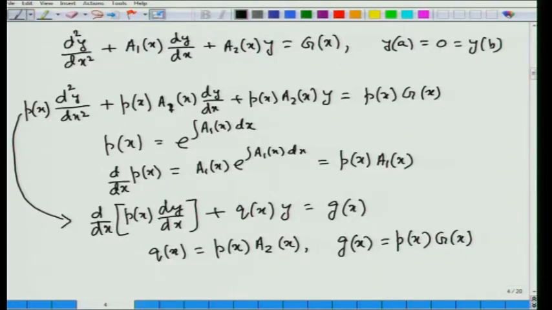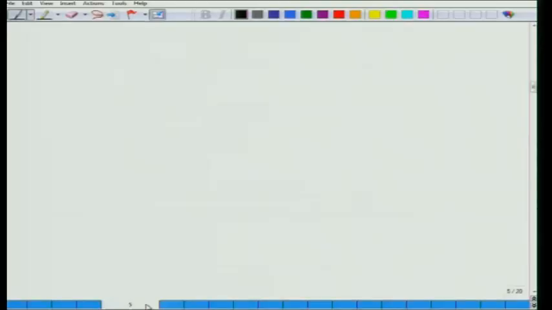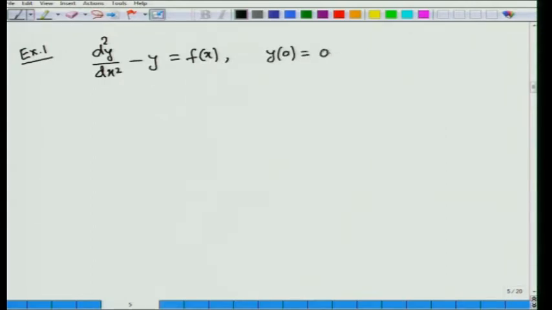Now, next we are going to consider a particular problem, to see how this type of boundary value problem can be solved in terms of Green's function. So, first of all we consider this example, that is d 2 y dx 2 minus y equal to f of x with the condition y of 0 equal to 0 equal to y of 1.